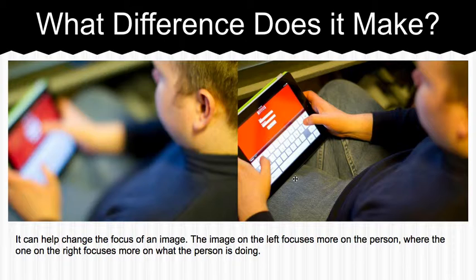Looking at the one on the right, people usually notice Netflix. Versus the one on the left, people notice the person, and then they see, oh yeah, he's doing something with a tablet, but the subject's the person.